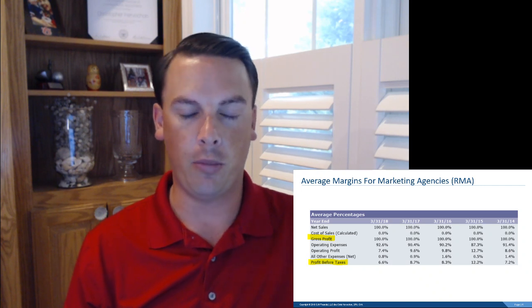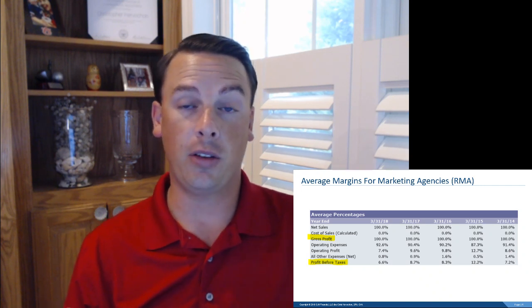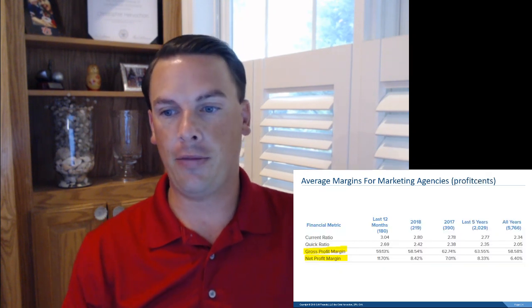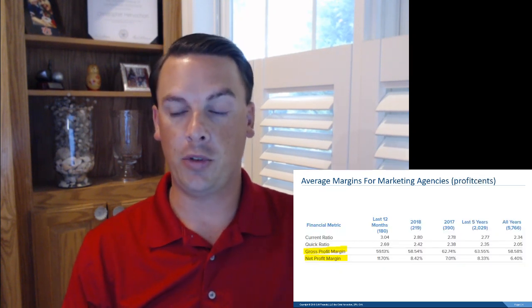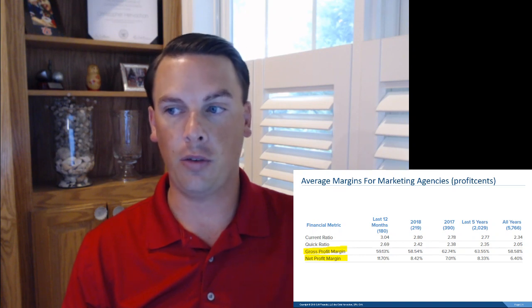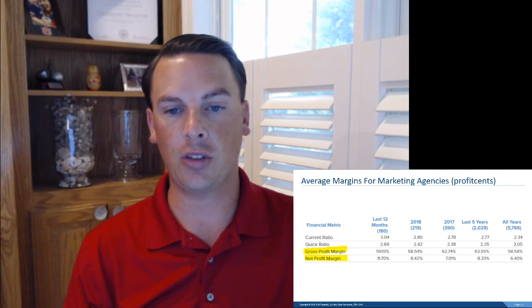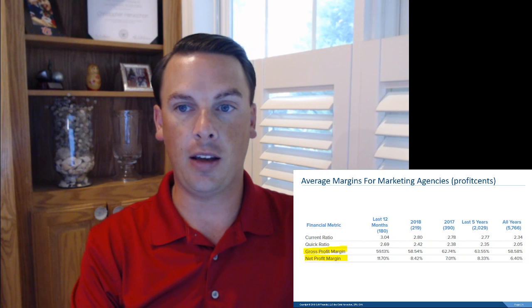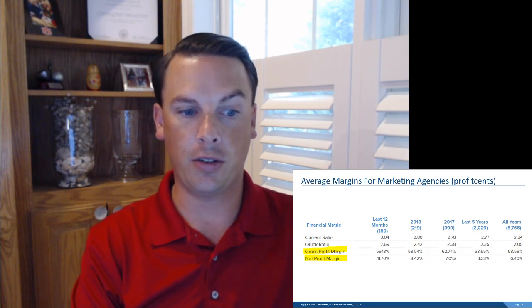So what we're seeing is that the net margin for marketing agencies based on the RMA data is trending lower. If we look back at ProfitSense, the net margin we're seeing actually trend higher. So there's a discrepancy there. But again, these are different companies. These are different data sources, different populations of companies, and the periods that these cover are also different.